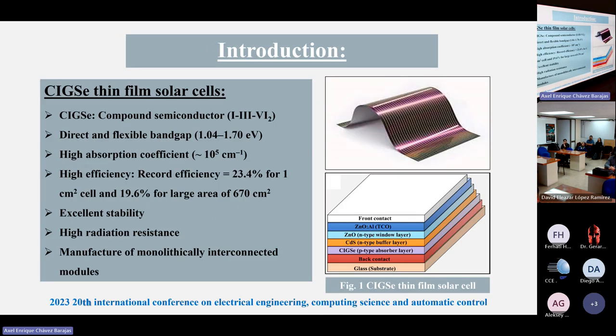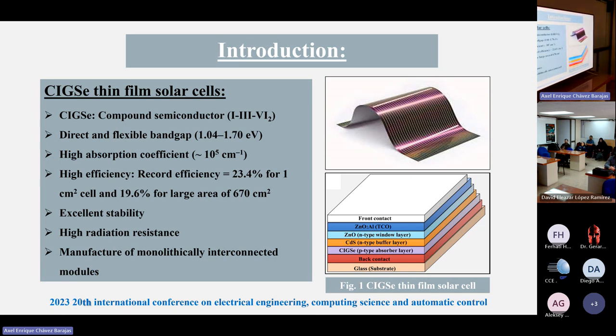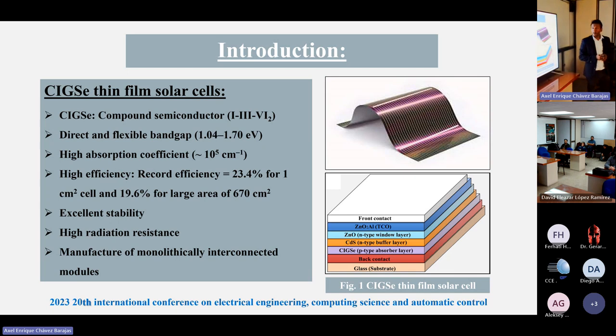Starting with the introduction, CIGS thin film solar cells are the second generation of photovoltaic device technology. Normally, they are called thin film solar cells. In thin film solar cells, normally they use a compound semiconductor. Here we are going to use the CIGS material: copper, indium, gallium, selenide.